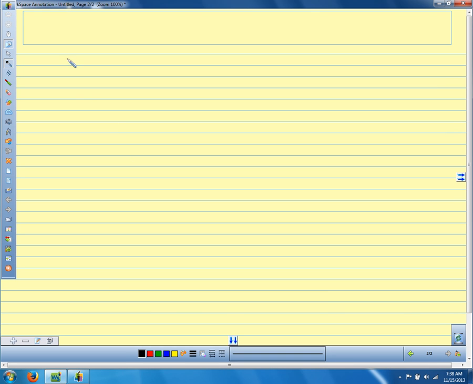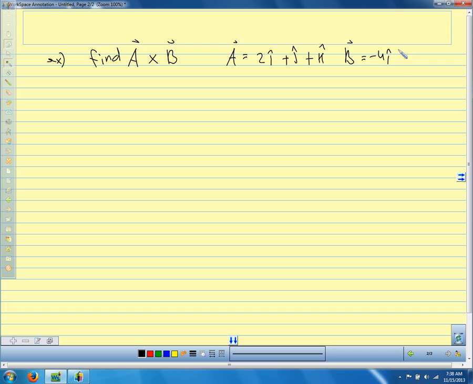All right, so we're just going to calculate a cross product. So we're going to find a cross b, where a is 2i plus j plus k, and b is negative 4i plus 3j plus k.